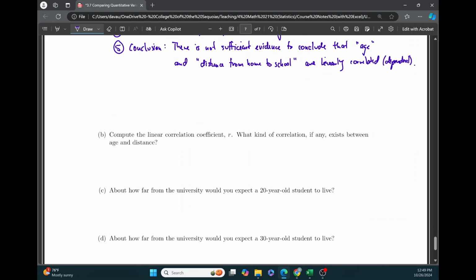Okay, part B asks us to compute the linear correlation coefficient. Again, we already got this, but it was 0.118. It says, what kind of correlation, if any, exists between age and distance? There is no linear correlation.